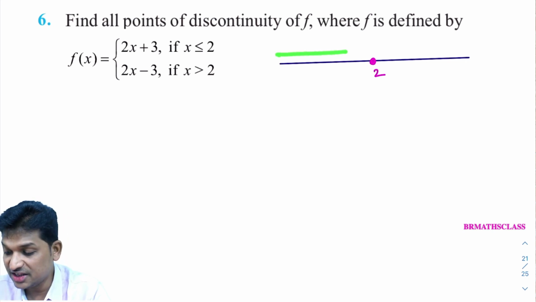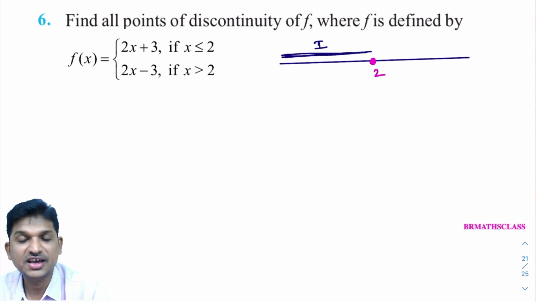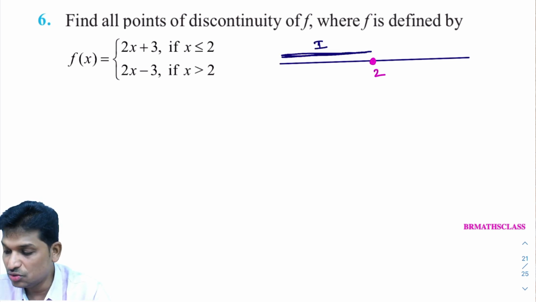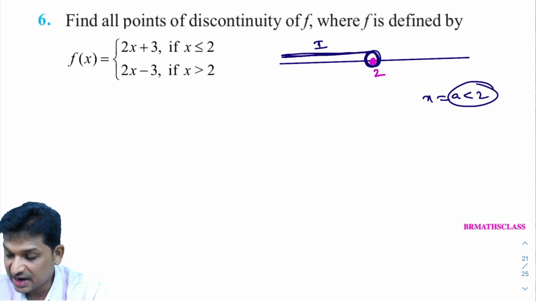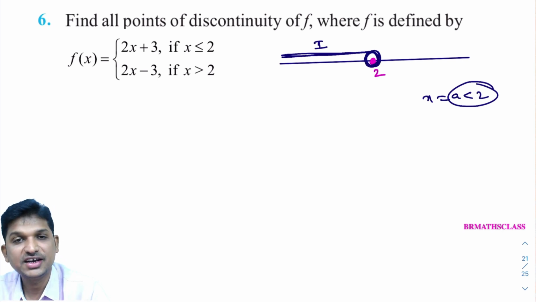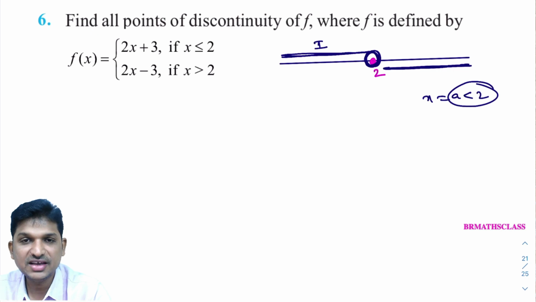Case 1, I'll check the continuity in this zone. This is first case. Case 1, when x equal to a, when a value is less than 2, I'll check the continuity. Okay. Case 2, I'll check the continuity at 2. Case 3, I'll check the continuity when a is greater than 2. So 3 cases are there.